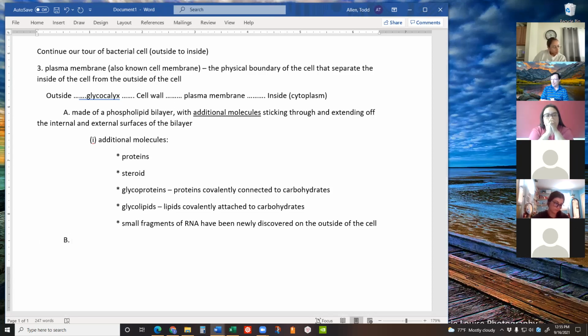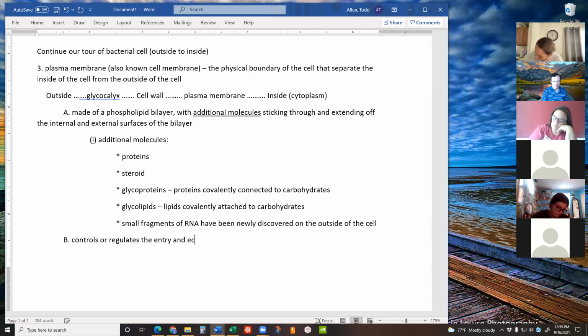The plasma membrane generally is considered the gatekeeper. It's the security guard that controls the entry of material into the cytoplasm and the exit of material from the cytoplasm. So the plasma membrane controls or regulates the entry and exit of cargo from the cell.